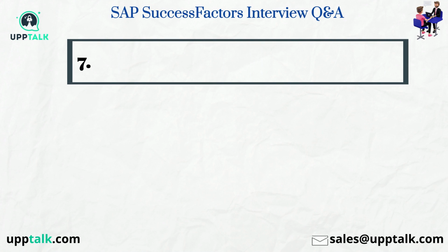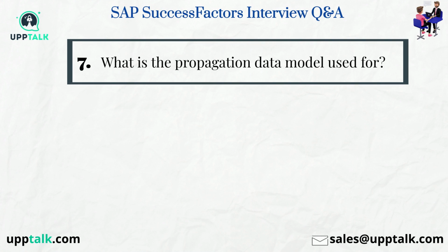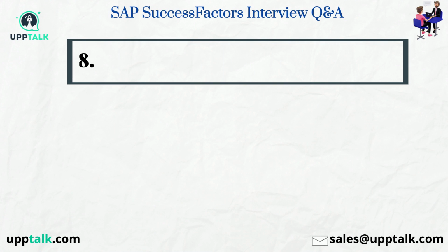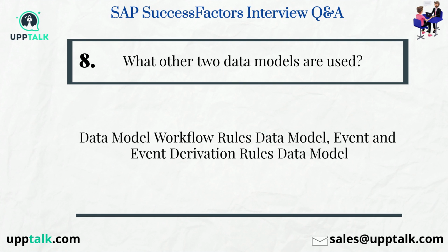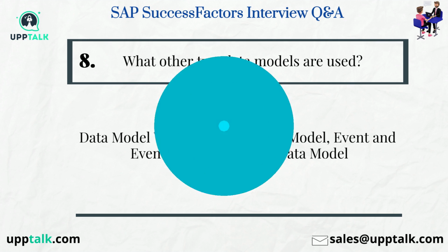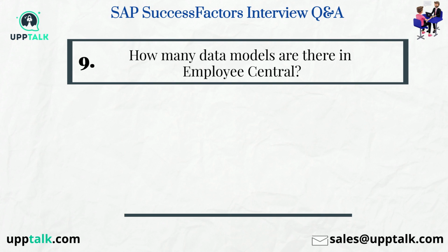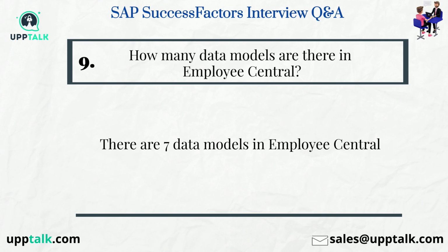The seventh question is, what is the propagation data model used for? HRIS propagation data model is used for the auto-population from foundation tables. Eighth question is, what other two data models are used? The workflow rules data model, and the event and event derivation rules data model. Ninth question. How many data models are there in Employee Central? Well, there are 7 data models in Employee Central.